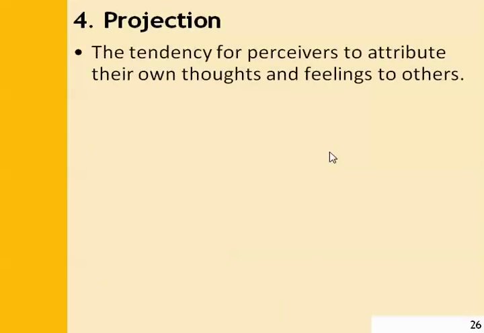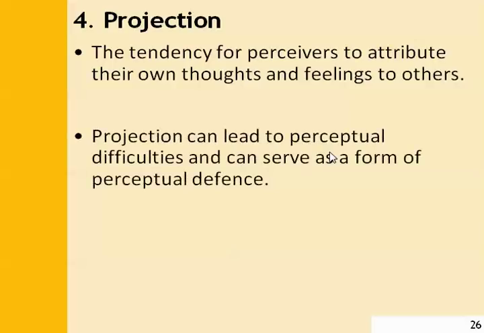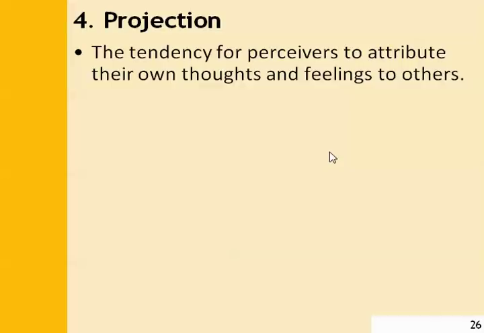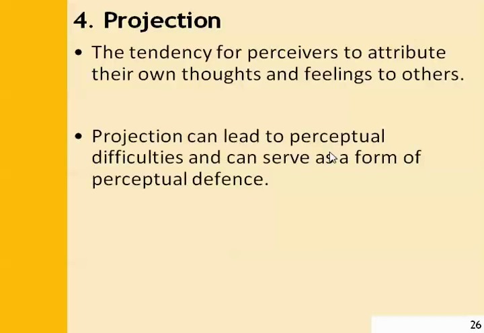insensitive. طيب the fourth source of bias is projection, which is the tendency for perceivers to attribute their own thoughts and feelings to others. يعني ايه؟ يعني انت you think that what you think, you assume that what you think and what you feel other people also think and feel. يعني the people think as you think and feel as you feel. طيب ايه مشكلة الحكاية دي؟ مشكلتها انها it can lead to perceptual difficulties. هتخليك ان انت to perceive people wrongly، لان مؤكد ان مش كل الناس بتفكر زي ما انت بتفكر ولا بتحس زي ما انت بتحس. And can serve as a form of perceptual defense at the same time.